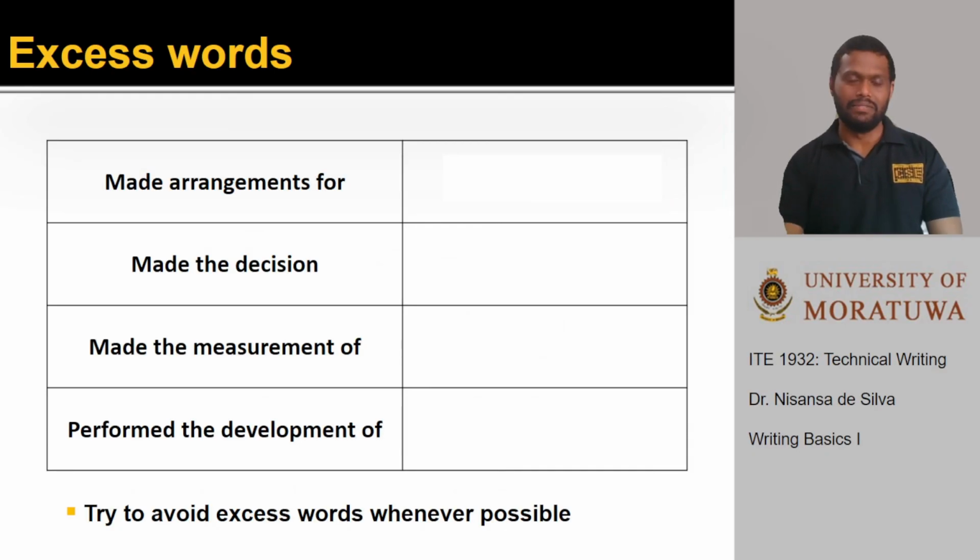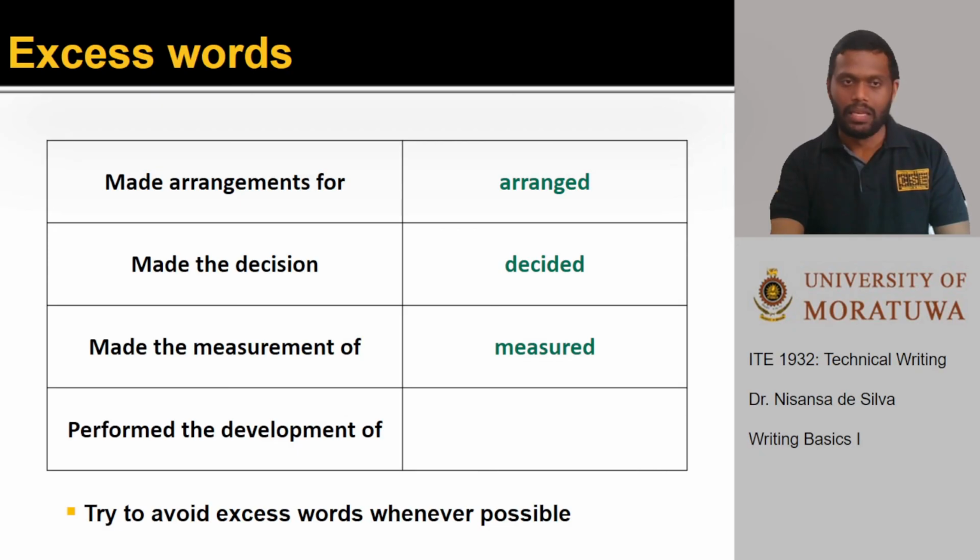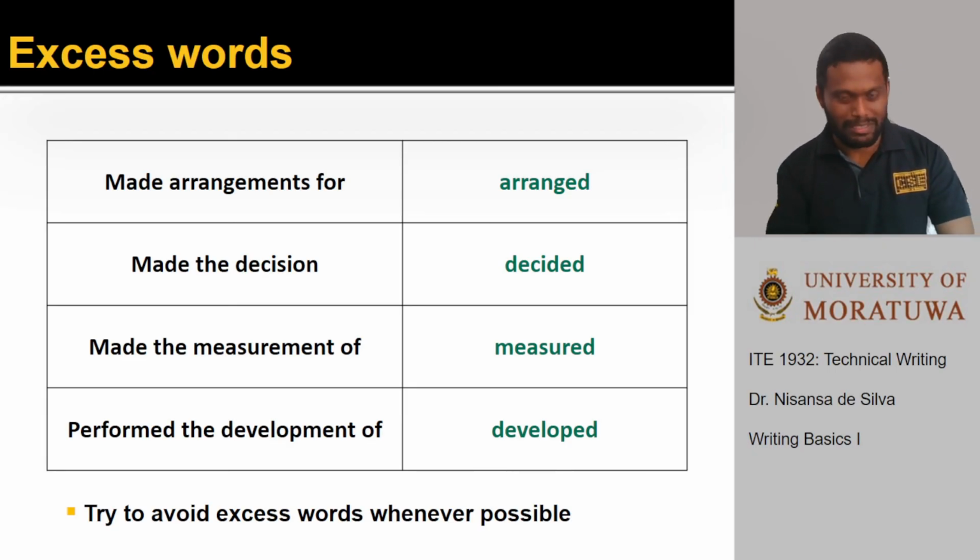Then we have excess words. Here the information is conveyed by all the words. None of them are redundant. However, you are using too many words than is needed. So instead of saying something like made arrangements for, you can say arranged; made the decision, decided; made the measurement of, measured; perform the development of, developed. Try to avoid excess words whenever possible.